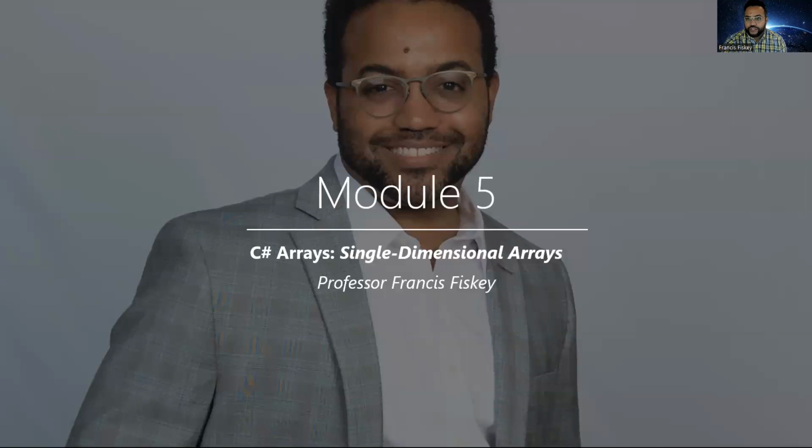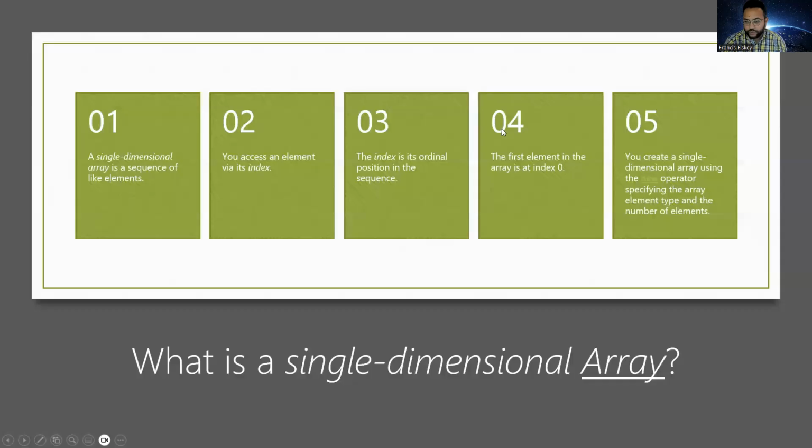So, what are single-dimensional arrays and how do they work? Well, a single-dimensional array is an array that has a sequence of like elements. Now, in scripting languages like JavaScript, Perl, PHP, PowerShell, Python, you don't necessarily have to determine what data type your array needs to be. However, in higher level languages like C# and Java, we have to determine what the array sequence or the array data type will be.